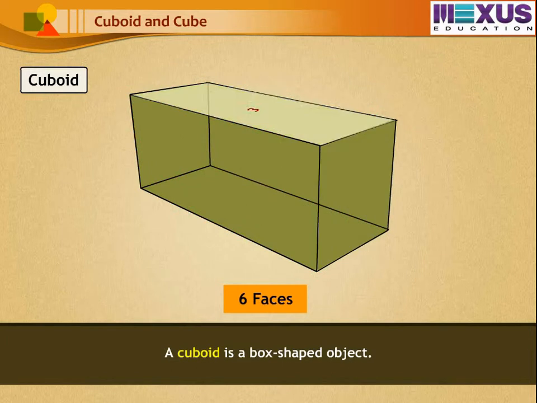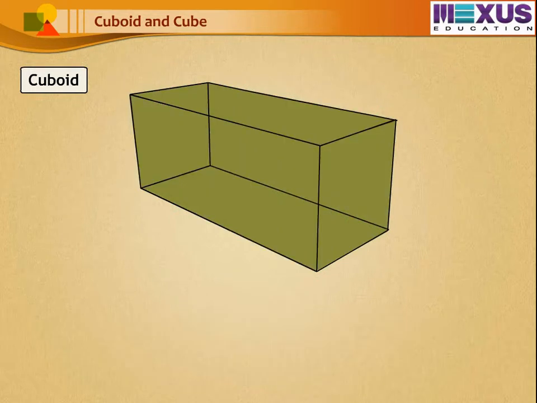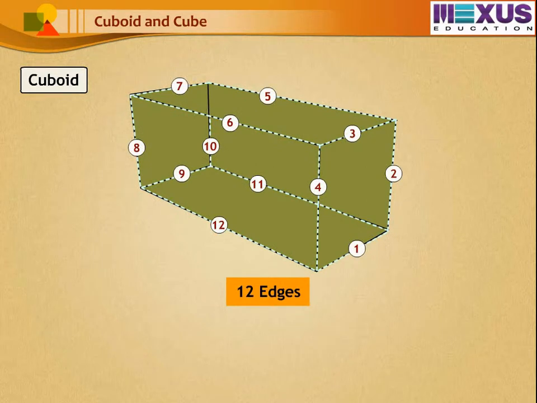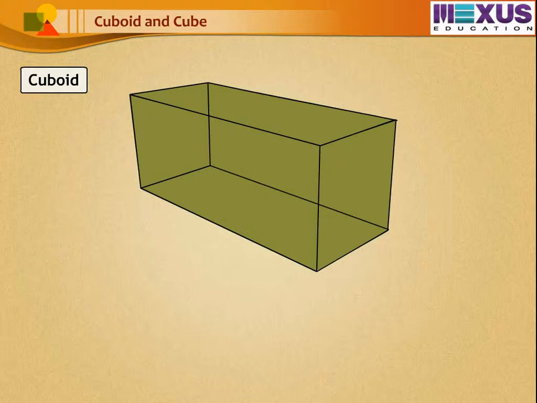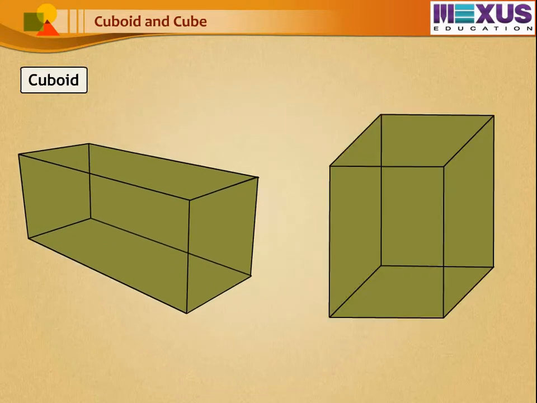It has 6 faces. The sides of the faces are the edges. It has 12 edges. The corner of the edges are the vertices. It has 8 vertices. It is also a prism because it has the same cross-section along a length. In fact, it is a rectangular prism.